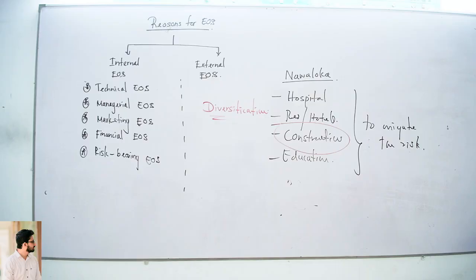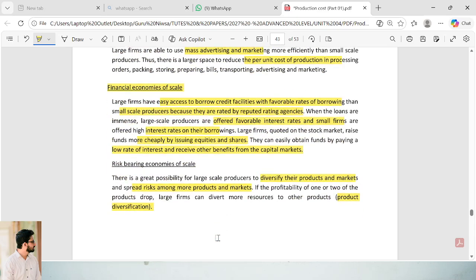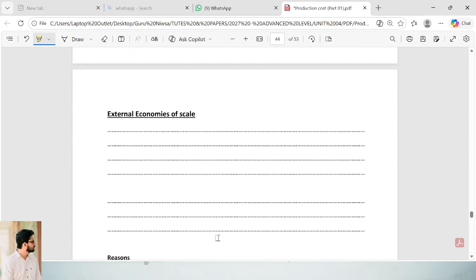Kunara, can you hear me? What happened? There was a connection issue, sir. Now is it okay? Now it's fine. Sorry. Is it clear? Economies of scale? Clear, sir. Right. Internal economies of scale.